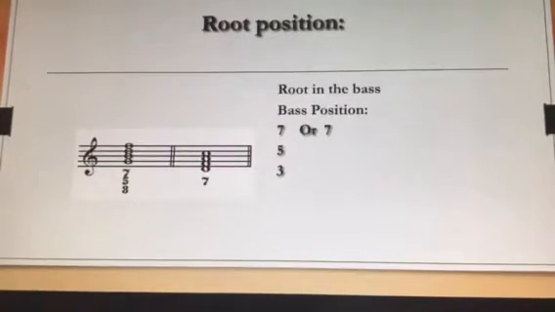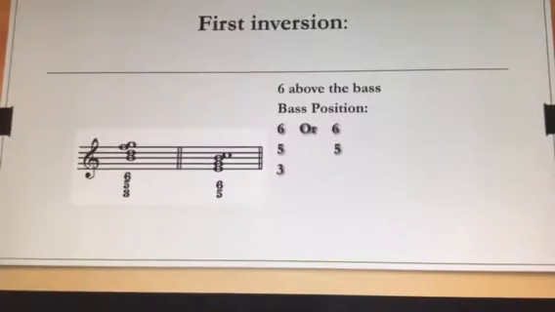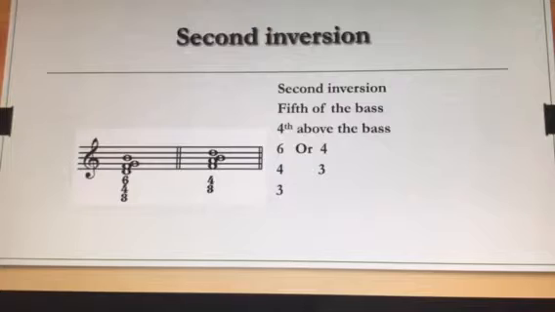So G on the bottom in the first example, G, B, D, F, and we're going to write 7. In the second example, we have a D as the root in the bass. We see the D, F, A, C chord. First inversion, do you remember, guys? 6 above the bass. So B, D, F, G, so it's going to be G, B, D, F. Second example, from E to C, 6 above the bass, we're going to have C, E, G, B. Second inversion, do you remember? 4 above the bass. So it's 4 above the bass from D to G. In the other example, from F to B.